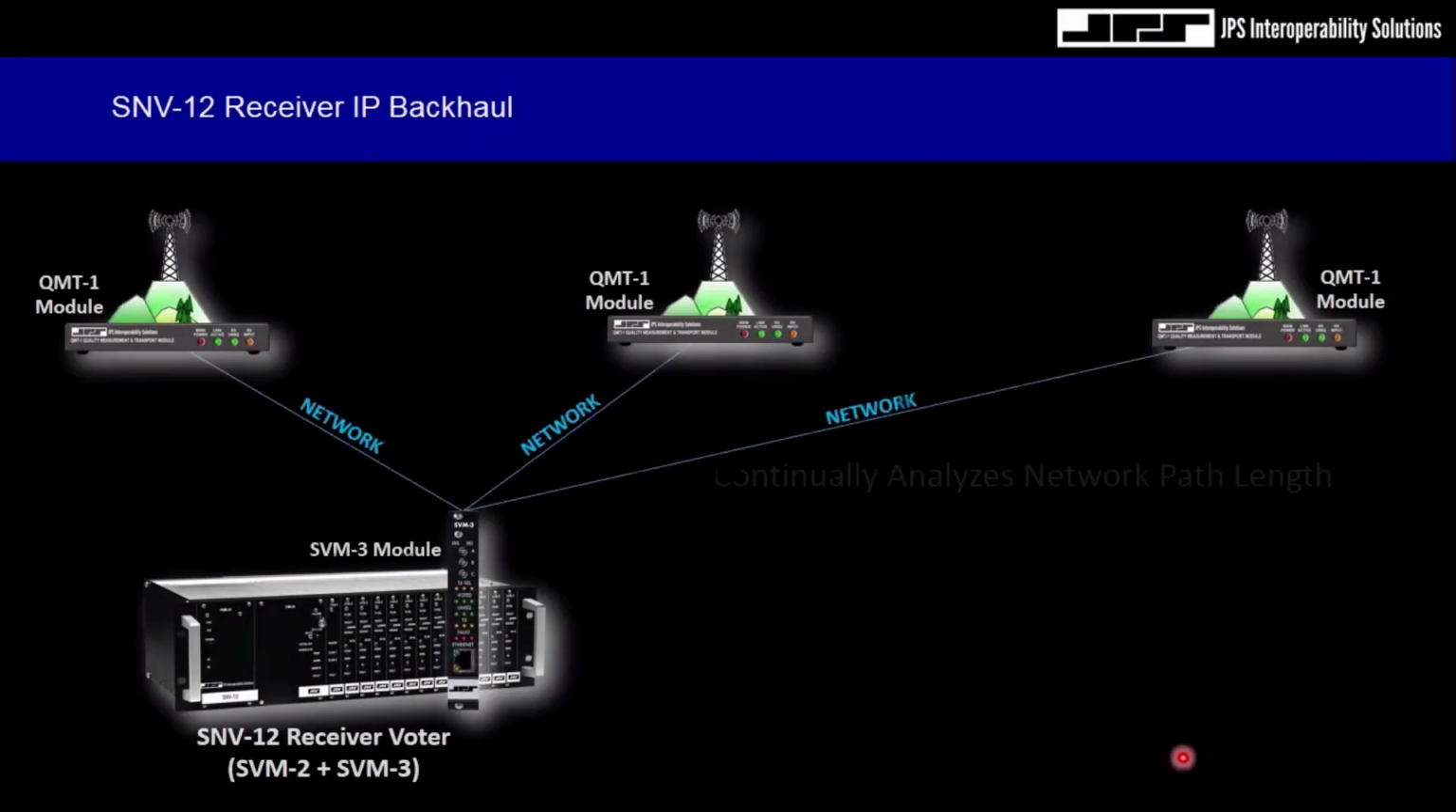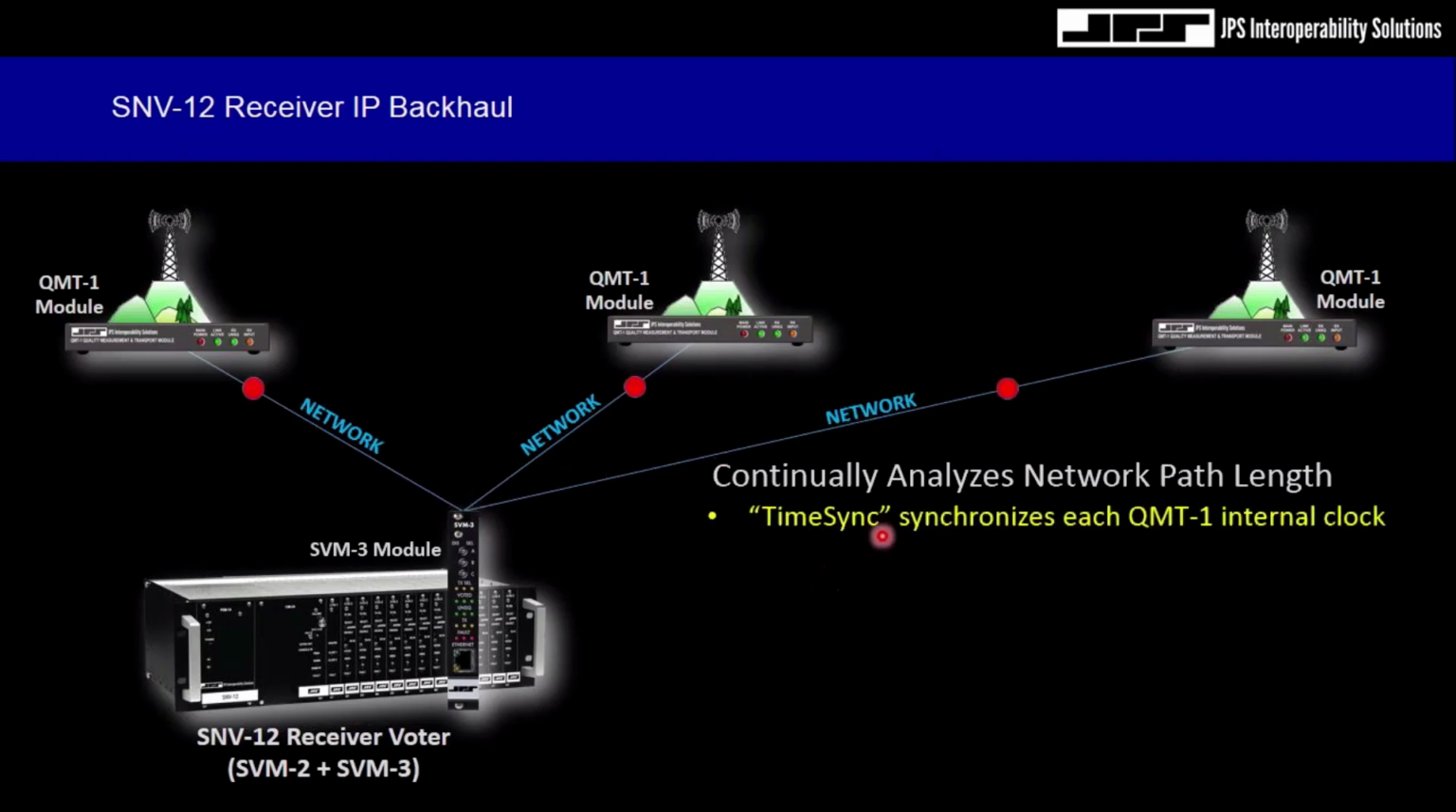The other thing that the QMT-1 module does is continuously analyze the network path length, essentially the virtual latency or the fluctuation of the latency. The way we do this is through what we call a time sync. The control processor module, the CPM3, within the analog voter, is essentially the brains of the system. It sets the voting criteria and controls the rest of the modules. But it also delivers what we call a time sync signature to the parent SVM3 digital module, which then in turn distributes the time sync to its subordinate QMT modules out at the receiver sites.